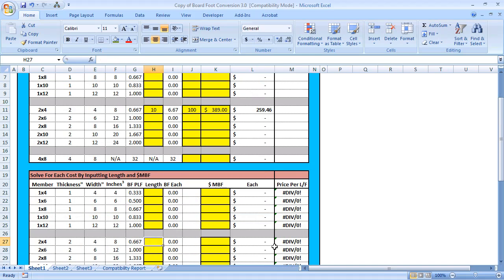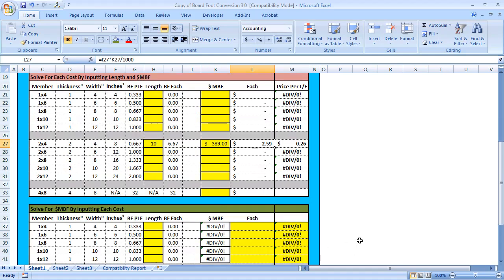Now let's look at the same 2x4 again. We're going to solve for each cost by inputting the length, which is 10 foot, and the price per thousand, would we say, was $389. They're $259 a piece, and they're 26 cents a foot.